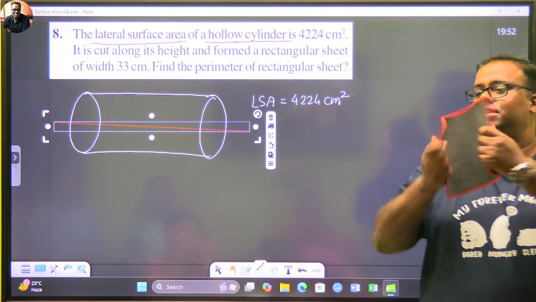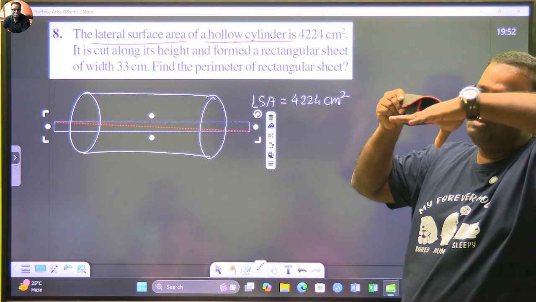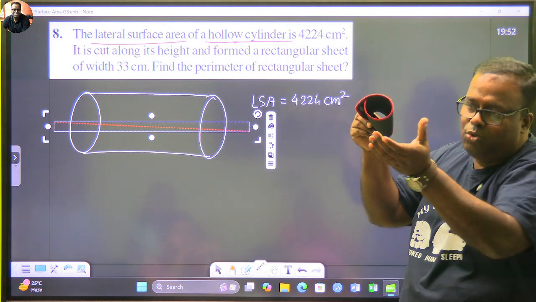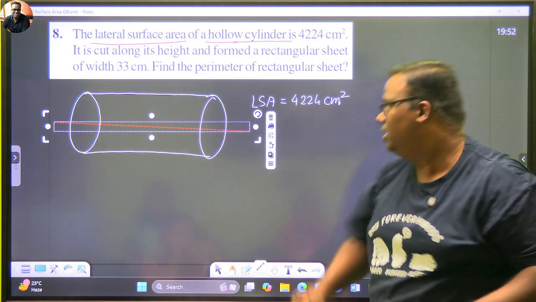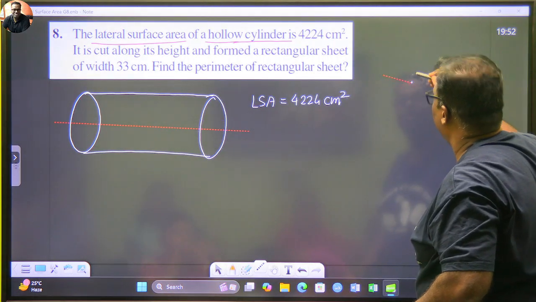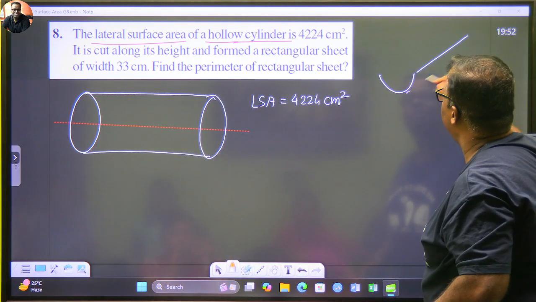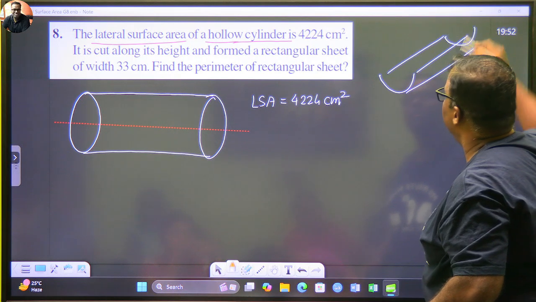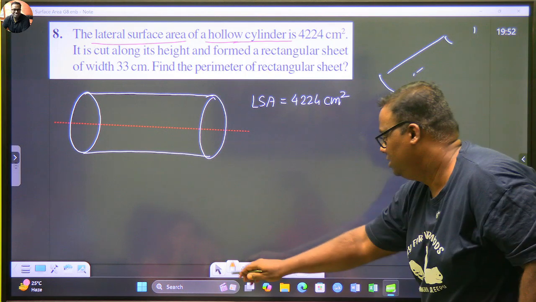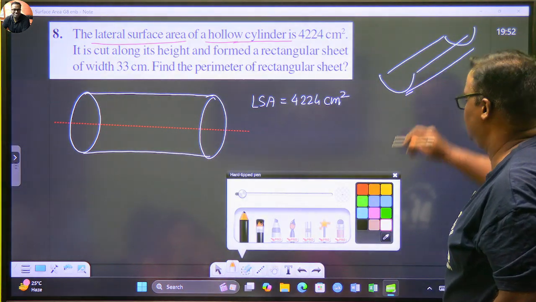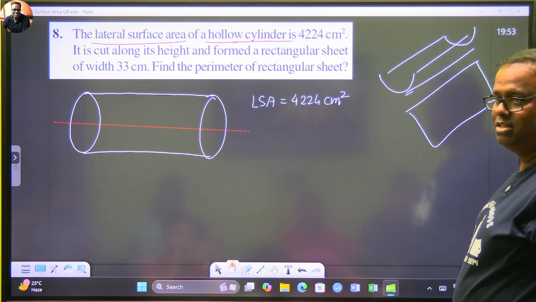This is a cylinder. Agreed? Cylinder has been cut in this manner. So what do you get? You get a half of a boat like a thing, a canal sort of a thing. If you cut it across, what do you get? Something like this. And now if you straighten this, will it not become something like a rectangle? Understood?